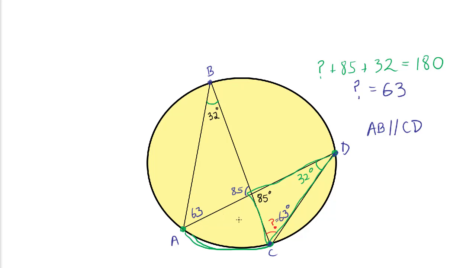So what do I have here? I have two similar triangles. Why are they similar? Because they have the same interior angles. We'll learn about that in our similar triangle section.